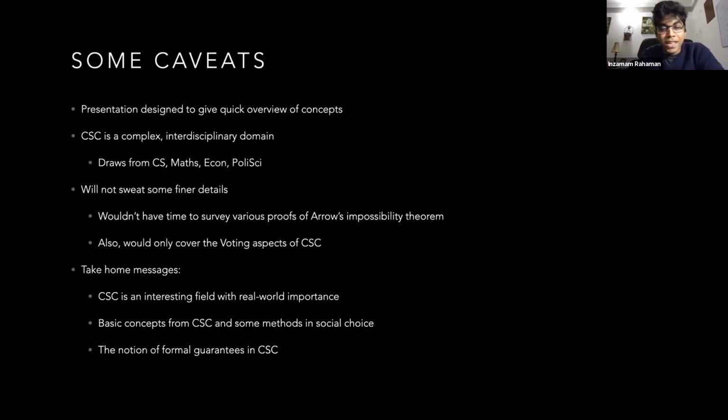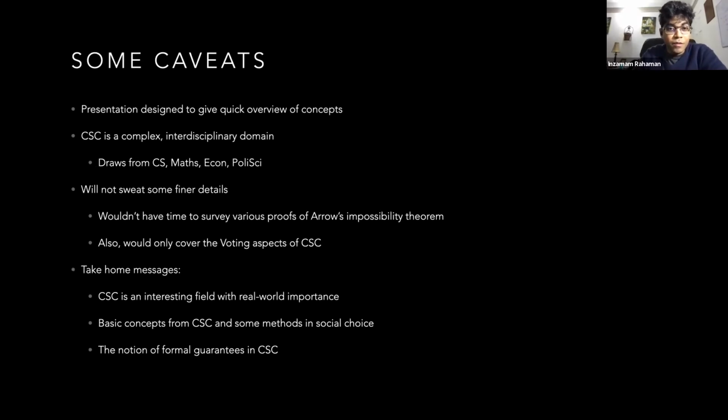Before we begin, just to outline a few caveats, this presentation is to give a primer, right? So it's just to give a quick overview of some of the important concepts in computational social choice. CSC is a complex interdisciplinary domain that draws from computer science, maths, econ, policy, philosophy, stats, etc. And so sometimes some of the concepts could be a bit unwieldy to present in a short space of time, but I'll try my best.